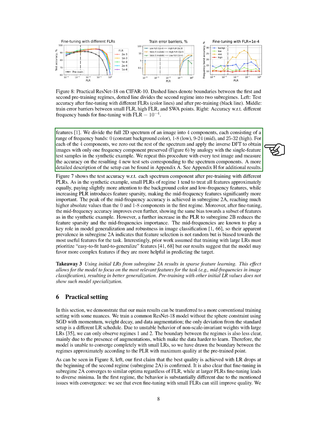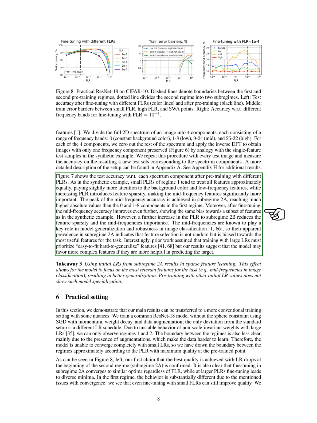We divide the full 2D spectrum of an image into 4 components: constant background color, low frequencies, mid-frequencies, and high frequencies. For each component, we zero out the rest of the spectrum and apply the inverse DFT to create images that preserve only one frequency component. We repeat this process for each test image and measure accuracy on the resulting 4 new test sets.